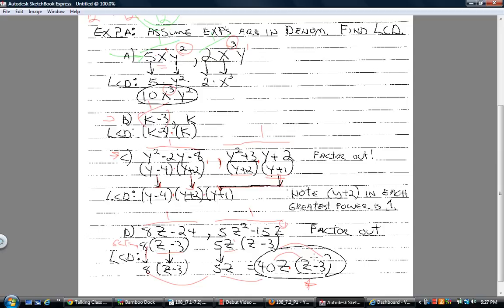Okay, I think we've covered page 2 here, getting you warmed up with LCDs. We get to page 3, we'll go ahead and start adding, like I mentioned before, rational expressions with different denominators.